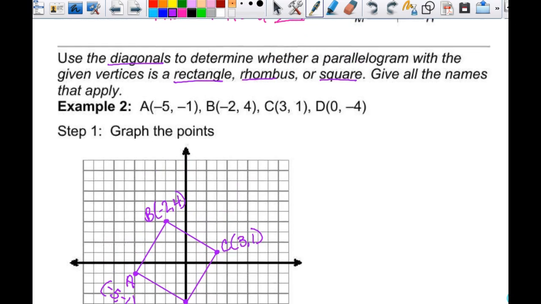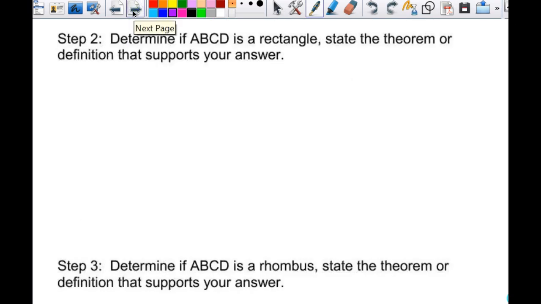It says, use the diagonals to determine whether a parallelogram with the given vertices. So it's telling me it's a parallelogram with this stuff. So yes, we already know that. So we're good. We could find it, but we don't need to because it already tells me, so I don't want to do more work than I have to. We good? All right, so now it says, determine if it is a rectangle and state the theorem.